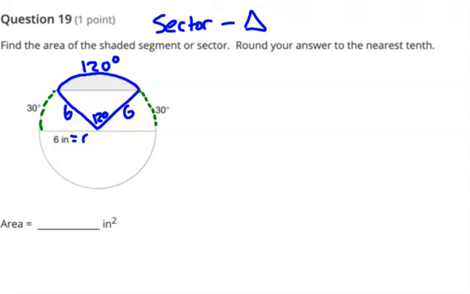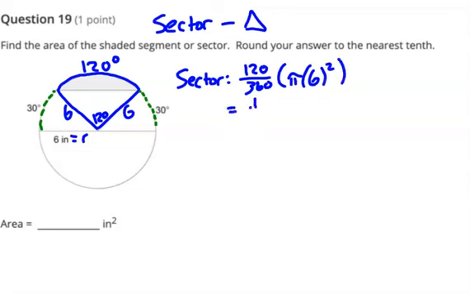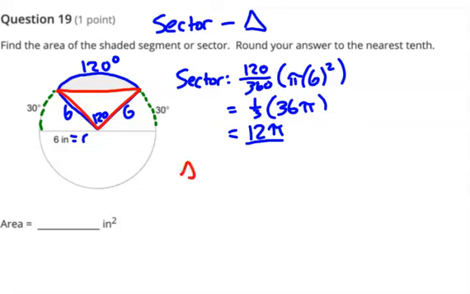So the area of that slice of pizza, for the sector, we have 120 out of 360 times pi r squared, pi times 6 squared. That's 1/3 of 36 pi, which means that the sector, the slice of pizza, has an area of 12 pi. Important, but not our answer. Then we want to take this triangle out. This is a triangle that we can't use 1/2 base times height for because of that 120. So this is when we use that other formula, 1/2 BC sine of A.